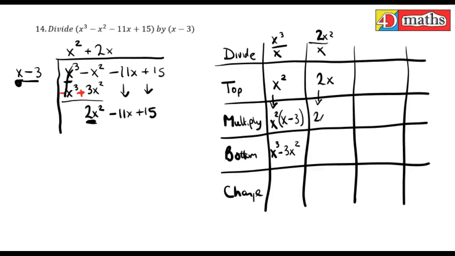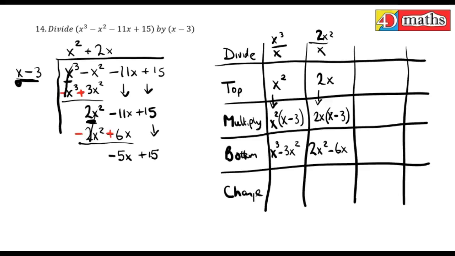Draw my arrow. So what's the 2x multiplied by? It's multiplied by the thing at the start, x minus 3. So you multiply together, you get 2x squared minus 6x. It goes in on the bottom. You draw a line underneath it. And at this point, you change the signs. And what happens then is 2x squared minus 2x squared cancel. Minus 11x plus 6x is minus 5x. And you bring down the 15.